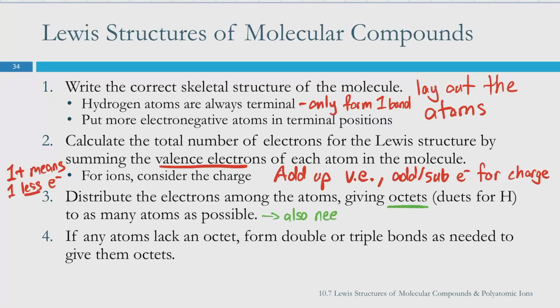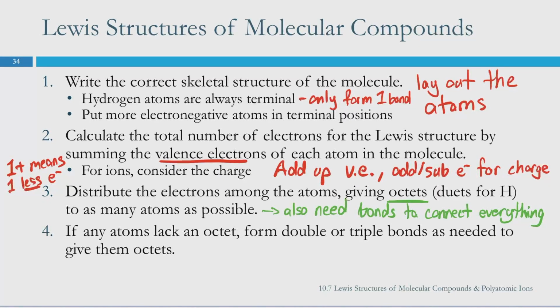We also need bonds to connect everything. I will often do 1 bond between everything to connect all the atoms before I start adding in the extra valence electrons. And I'll usually add the electrons from the outside and work my way in. You don't necessarily need to do that.